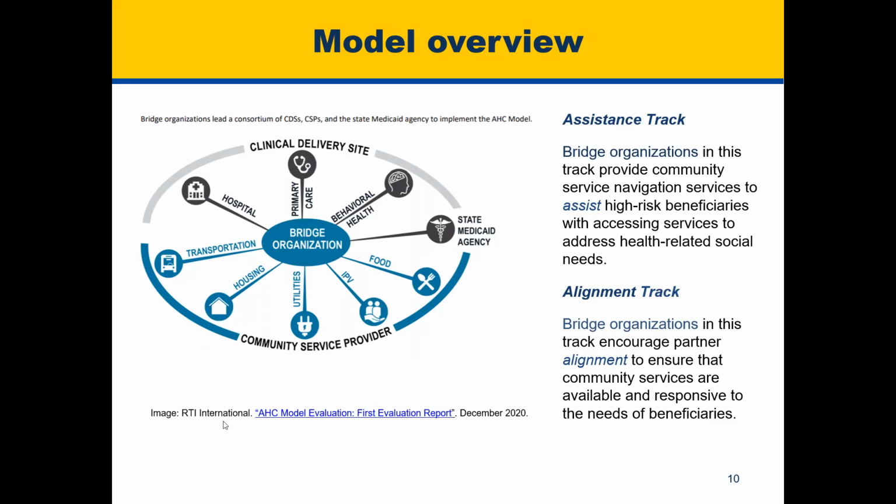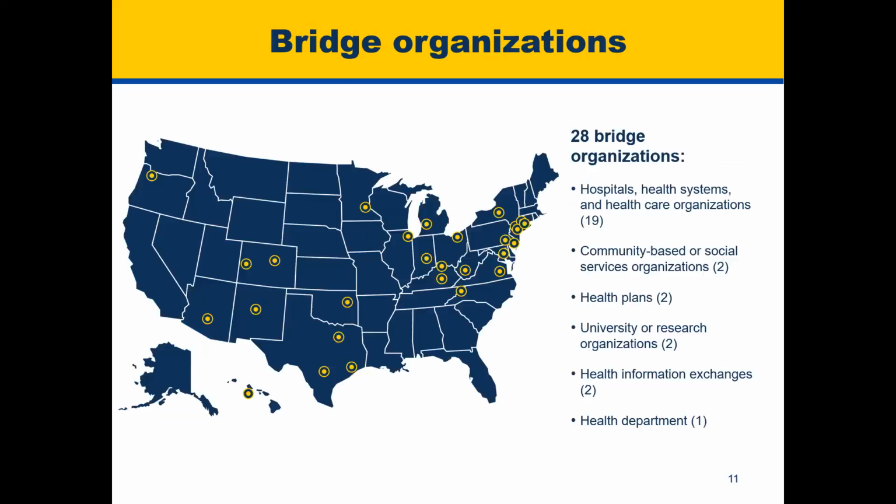The key innovations of the AHC model are systemic screening of all Medicare and Medicaid beneficiaries to identify unmet health-related social needs. The next innovation is the effectiveness of referrals and community service navigation on the total cost of care using a rigorous mixed method evaluation approach. And lastly, for alignment track participants, partner alignment at the community level and implementation of a community-wide quality improvement approach to address beneficiary needs. Next slide, please, Jennifer.